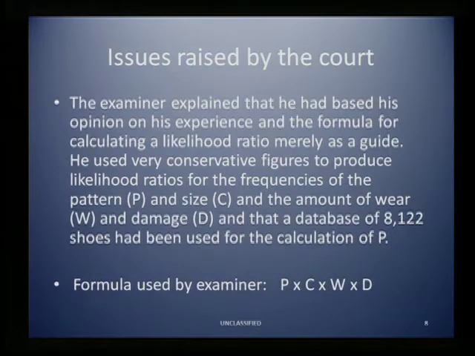So in the appeal process of this particular case, the judge went through and pointed out some issues with likelihood ratio. The examiner based his opinion on certain factors, and those factors are used in a formula to reach that 100 to moderate support. The formula that was used is P times C times W times D, and we'll go through what each one of those means.